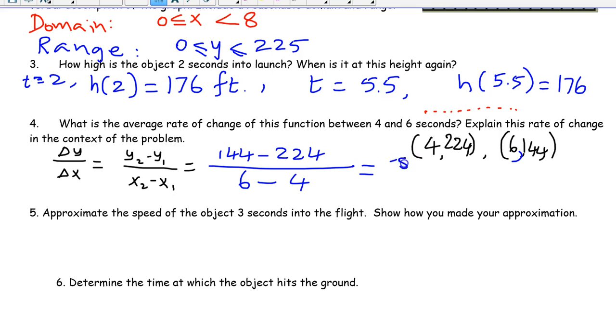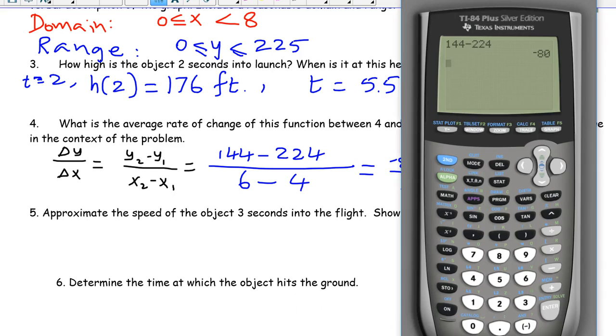Okay, negative 80, and 6 minus 4 is 2. So the average rate of change of this function is negative 40. And what is the unit? Feet per second.